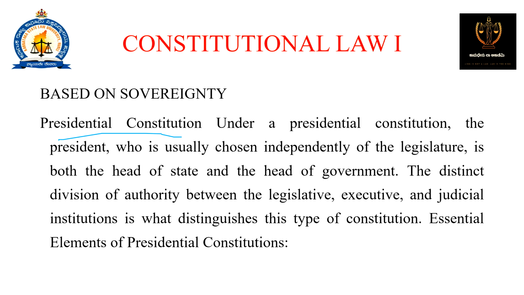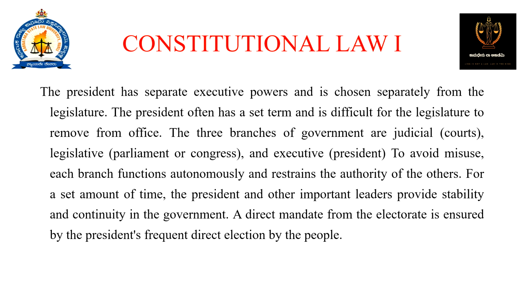Essential elements of presidential constitution. The president has a separate executive power and is chosen separately from the legislature. The president often has a set term and it's difficult for legislatures to remove them from office. The three branches are the judicial, legislative and executive. To avoid misuse, each branch functions autonomously and restrains the authority of the others. For a set period of time, the president and other important leaders provide stability and continuity in the government. A direct mandate from the electorate is ensured by the president's frequent direct election by the people.